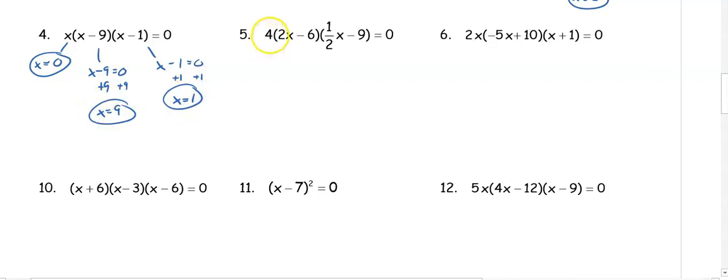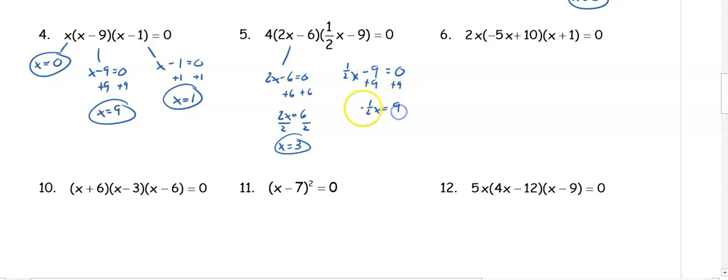In number 5, this 4 doesn't have an x with it, so we're going to ignore that. We're not going to use it in zero product property. So we just have 2x minus 6 equals 0 and 1/2 x minus 9 equals 0. So in the first parenthesis, we would add 6 to both sides. 2x equals 6, divide by 2, and x equals 3. Here we would add 9 to both sides, so 1/2 x is equal to 9. We can multiply by the reciprocal of 2 over 1, so x is 18. So in this equation, we only had 2 x's, so we get 2 solutions.